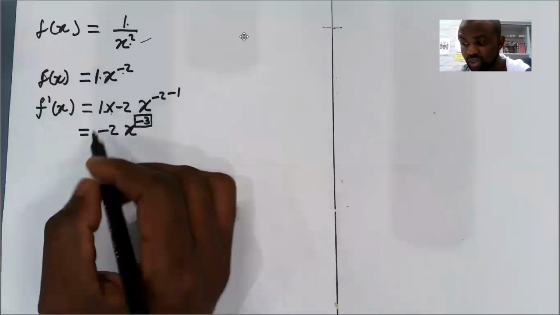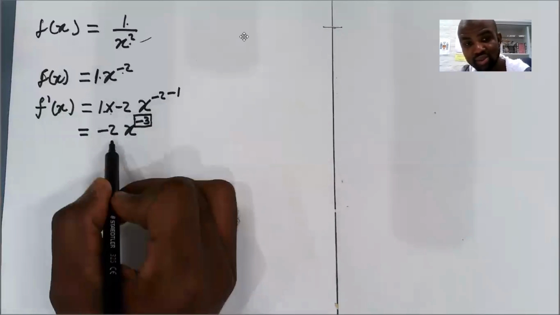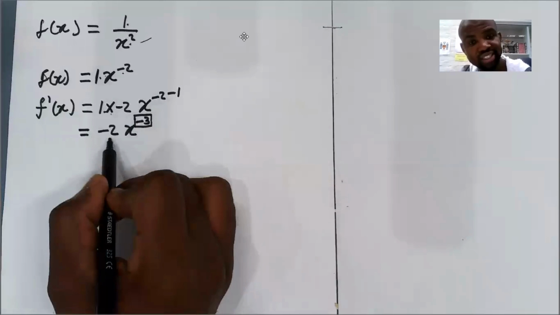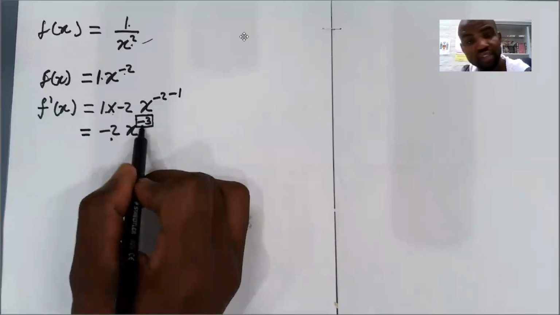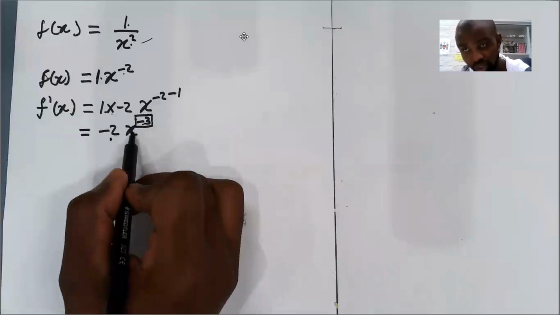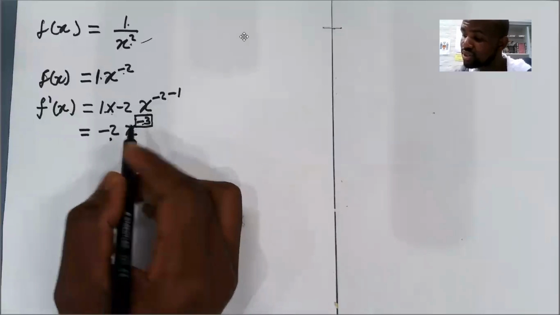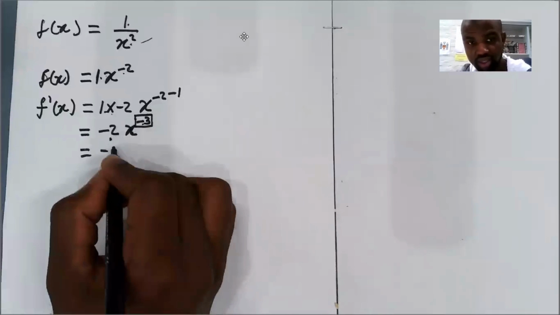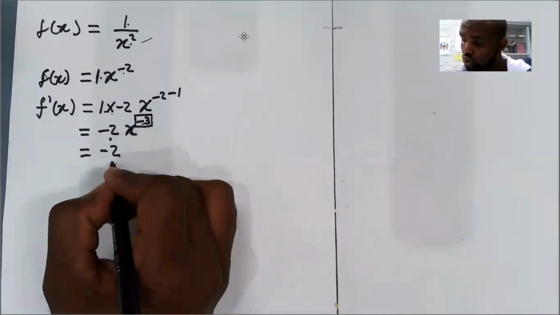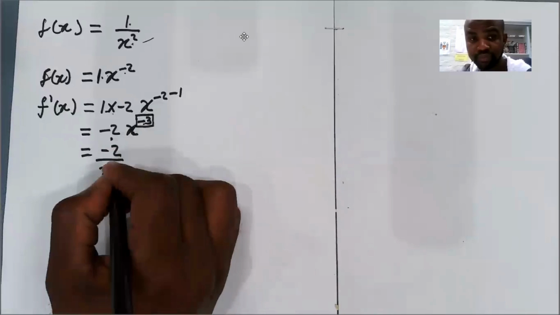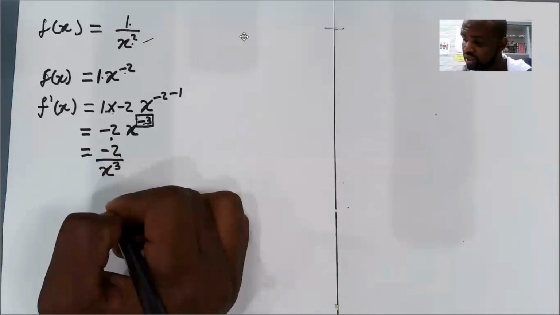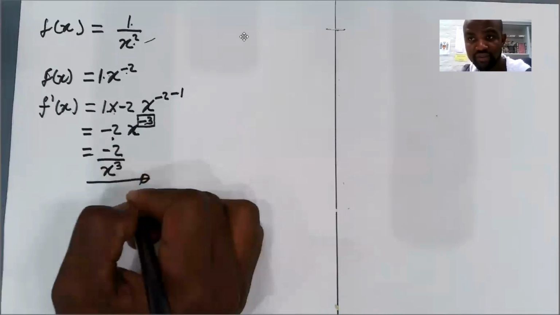The 2, guys, we just leave 2 as it is. This 2 is just the coefficient, it has nothing to do with whatever negative exponent of this base. I hope you understand that one. So we're just going to leave our 2 here, negative 2 all over x to the 3. Then we have derived it. This is our derivative. I hope you understand, guys.